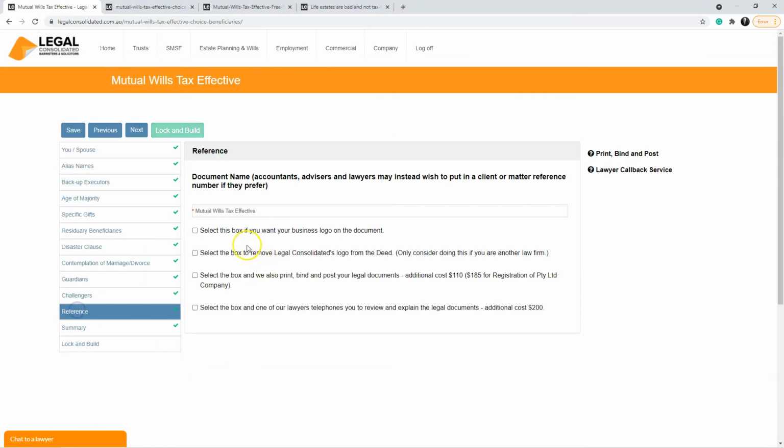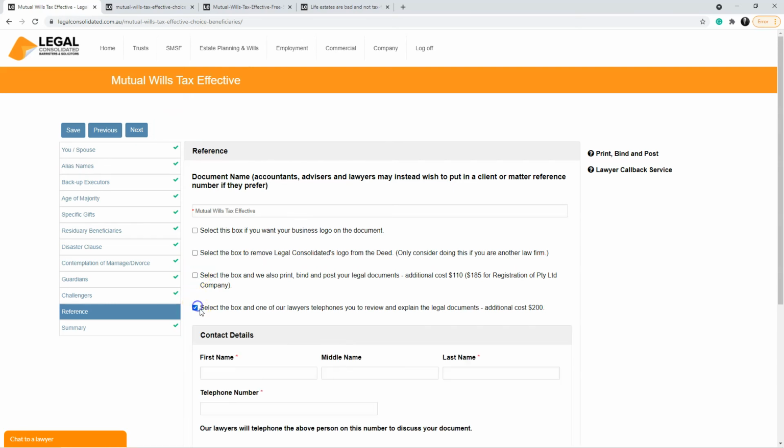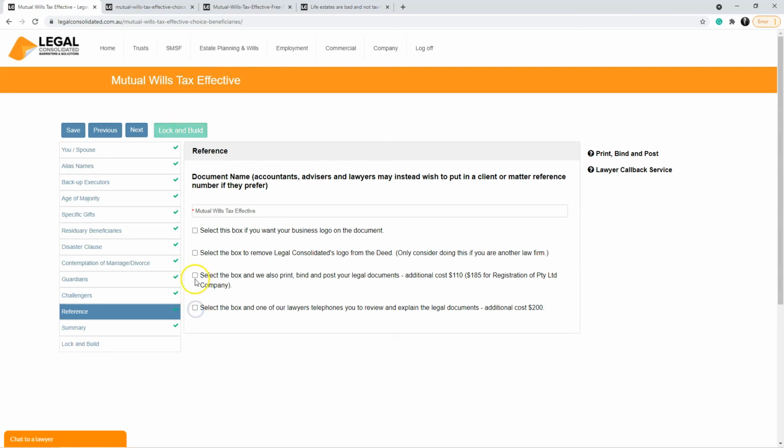The references, I'm not going to have my corporate logo put on. Accountants, financial advisors and lawyers will often put their logos on the wills. It's not just a mum and dad in this example. I could have the will explained to me, and I could also have the documents bound and posted. I don't need any of that for the time being. I'm now going to press lock and build.